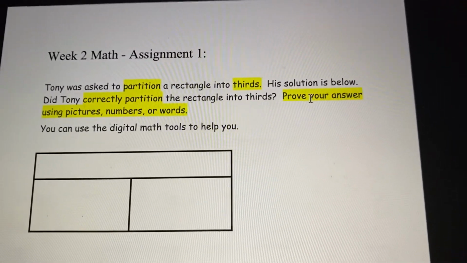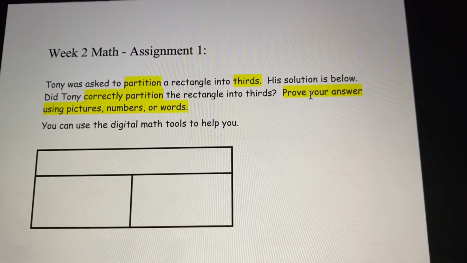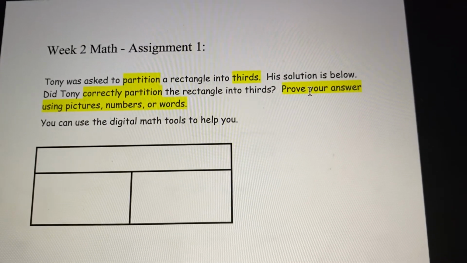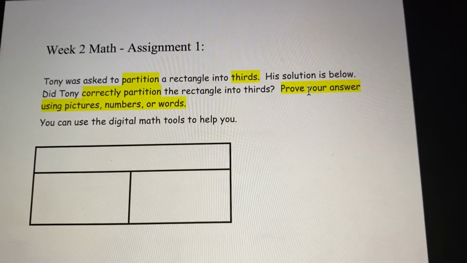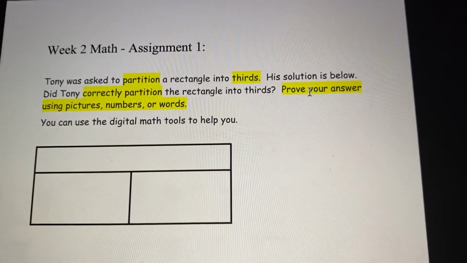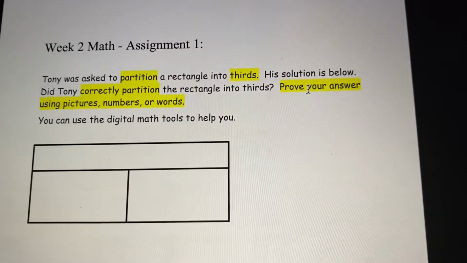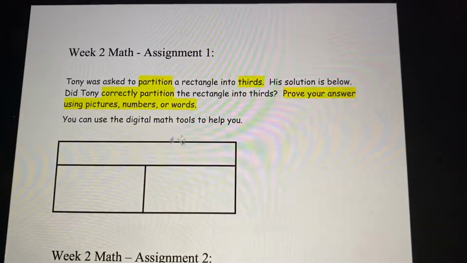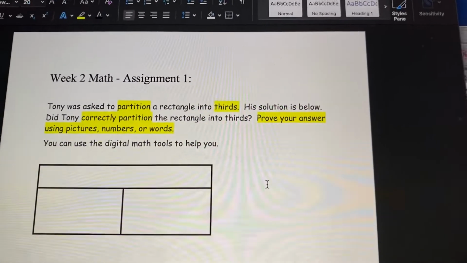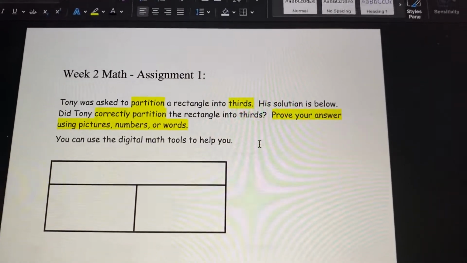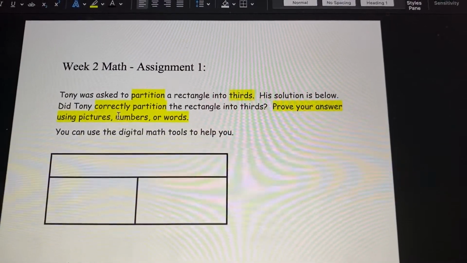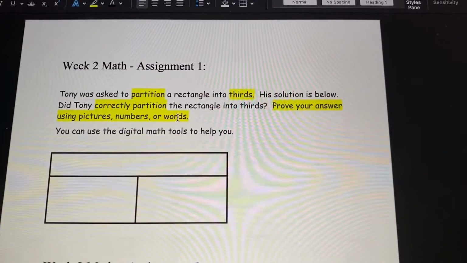So let's read it. Tony was asked to partition a rectangle into thirds. So boys and girls, right off the bat, our denominator is what? What do we have in our denominator? You can tell me the denominator, please comment below. His solution is below. This is what his solution is. Did Tony correctly partition the rectangle into thirds? Prove your answer using pictures, numbers, or words.